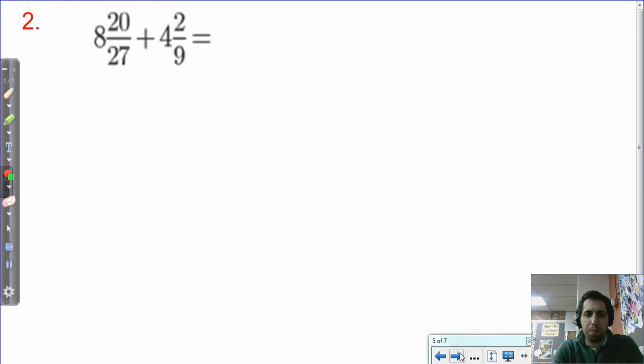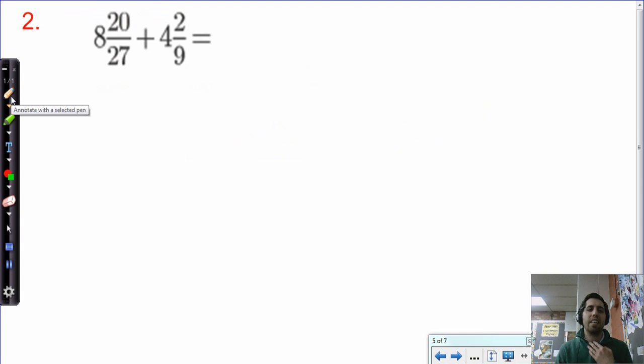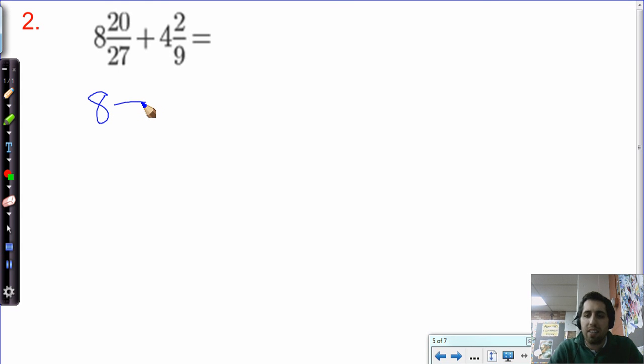The next one is just a problem here, and this one says 8 and 20/27 plus 4 and 2/9. Now, again, we need those like denominators before we can add these two mixed numbers. So we need to think, what do 9 and 27 both go into? Now I could start listing multiples, but it's really important to always check this. You don't want to make the numbers bigger if you don't have to. And the fact is 9 goes into 27, so we can leave it at 27ths.